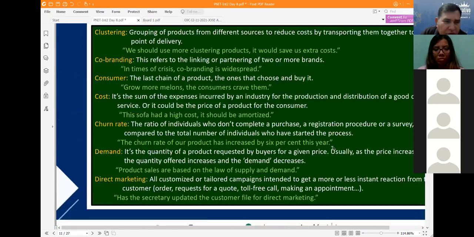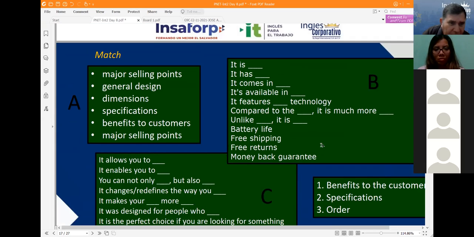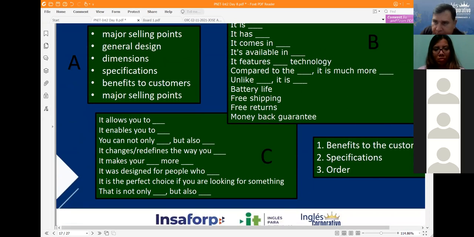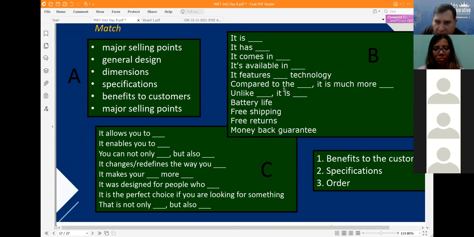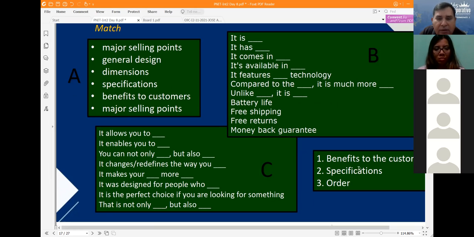Okay, so my friends, let's continue. This is about this one. Let's move to this. For vocabulary, we say like this. Major selling points, general design, dimensions, specifications, benefits to customers. These are the things that you need to consider when you think about the benefits to the customer, or when you think about the specifications, or when you plan to order something. To order is to get something by telephone or get something online.